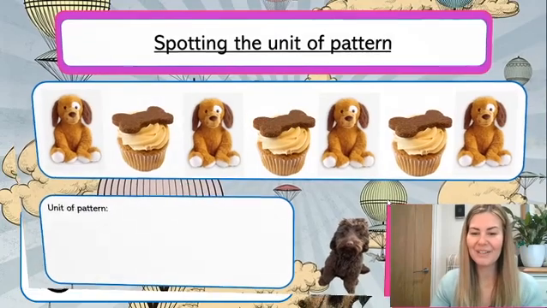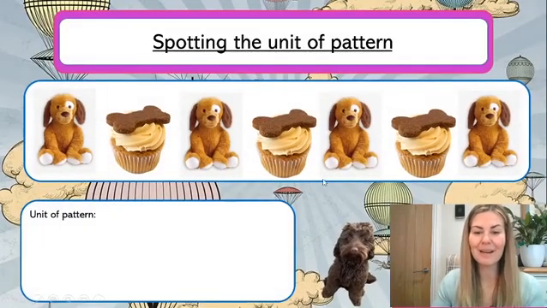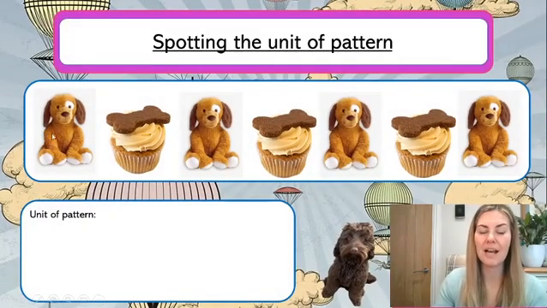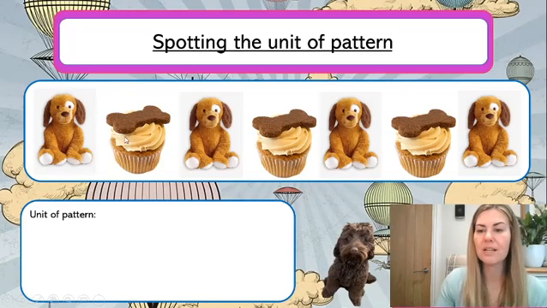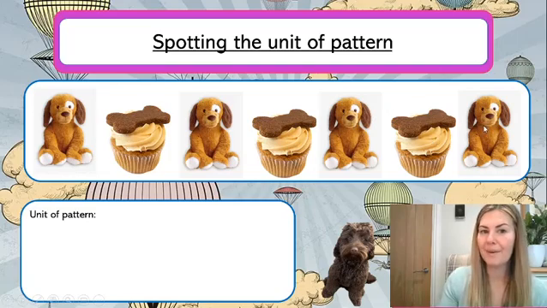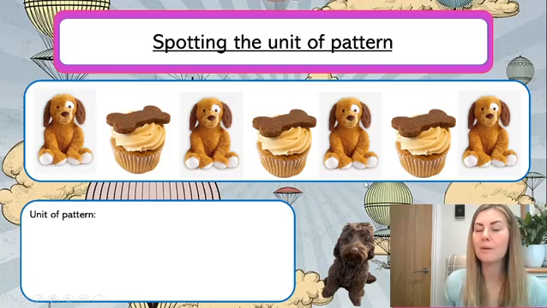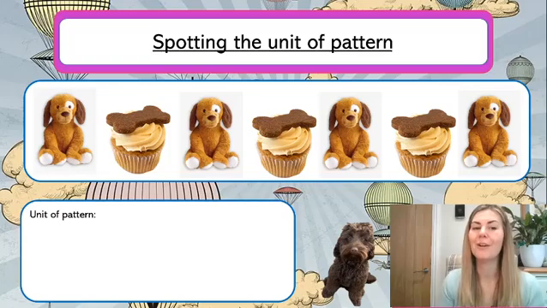Now let's have a look at Soji's pattern. Okay, so Soji has a teddy bear and some cupcakes in his pattern. So let's read it together. Bear, cake, bear, cake, bear, cake, bear. Can you maybe pause the video and think about the unit of pattern? What do you need for this pattern and in what order? Off you go.